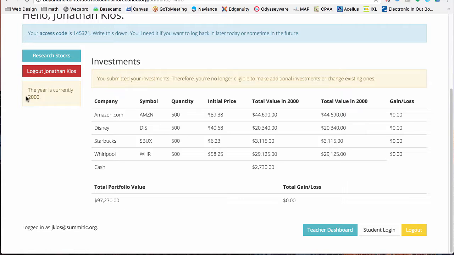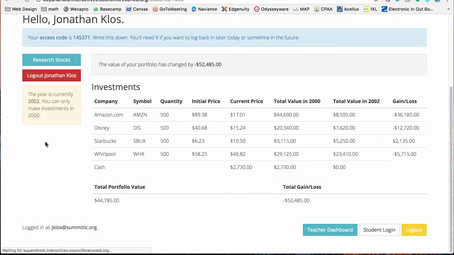All right, so the year is currently 2000. Let's up this, and we're going to project these stocks 2 years from now. So I'm going to switch things over. Let's refresh this page here. And we're going to switch. All right, let's refresh this page. Now the year is currently 2002. What has happened to our stock?